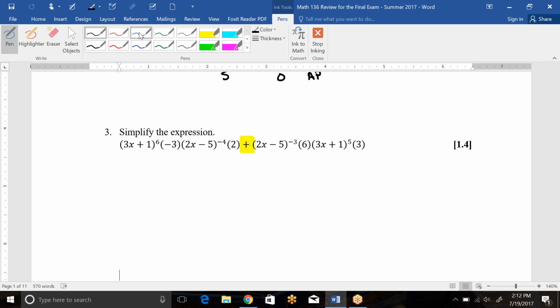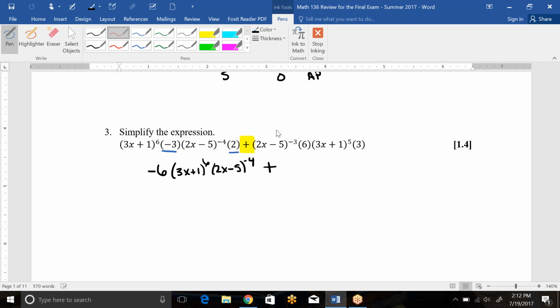Typically the first thing I try to do is simplify if there are any monomials, because we can't multiply all this out since these have exponents on them. You don't want to FOIL all that out. But if there's some monomials, you do want to combine them. So that would be a -6, -3 times 2. And then I still have my 3x plus 1 to the 6th and my 2x minus 5 to the -4. And then I have my plus symbol, so plus.